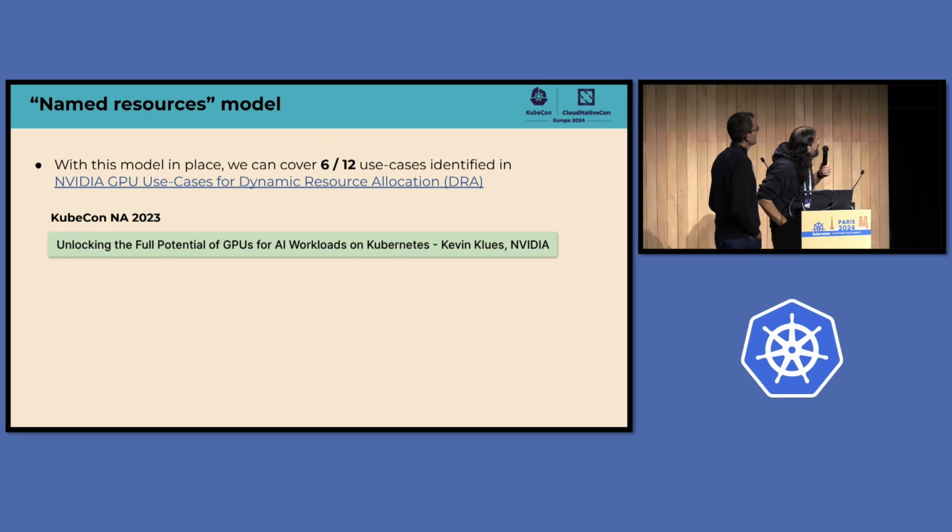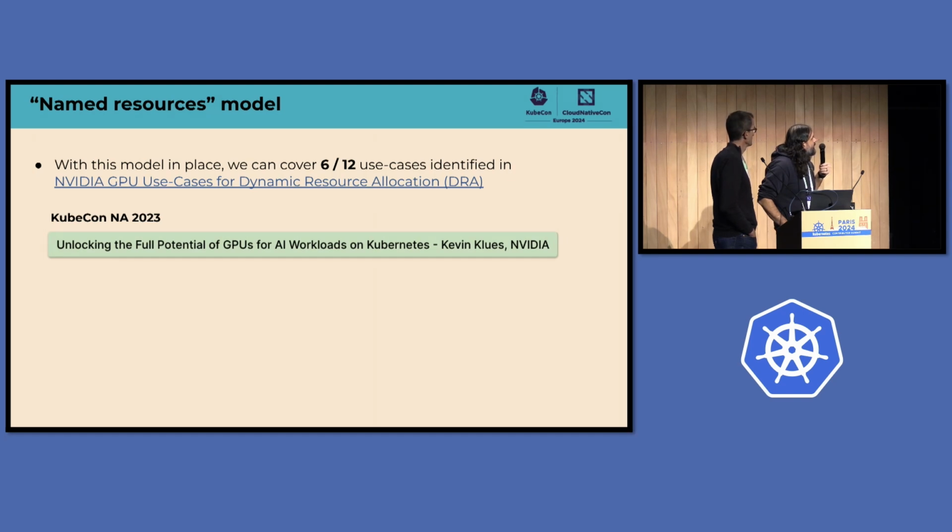Speaking of which, in this current model that we have so far, this named resource model, some of you may have read this document that I put together called the NVIDIA GPU Use Cases for Dynamic Resource Allocation, where I outlined 12 use cases that we want to be able to support with DRA going forward. And with this simple named resources model, we actually already support half of those use cases, which is pretty good for how simple it actually is.